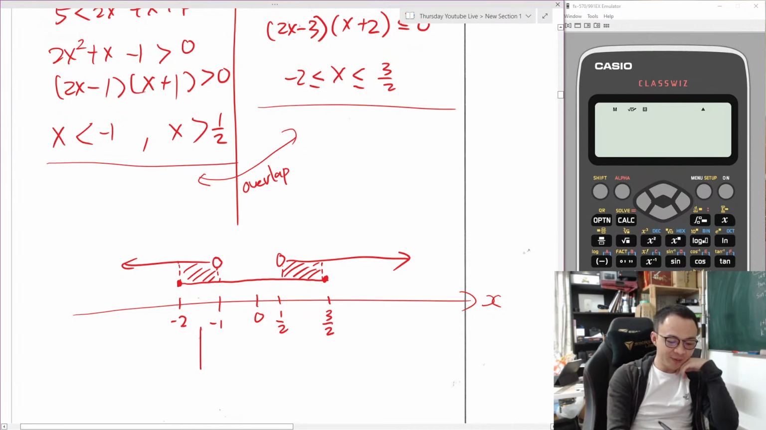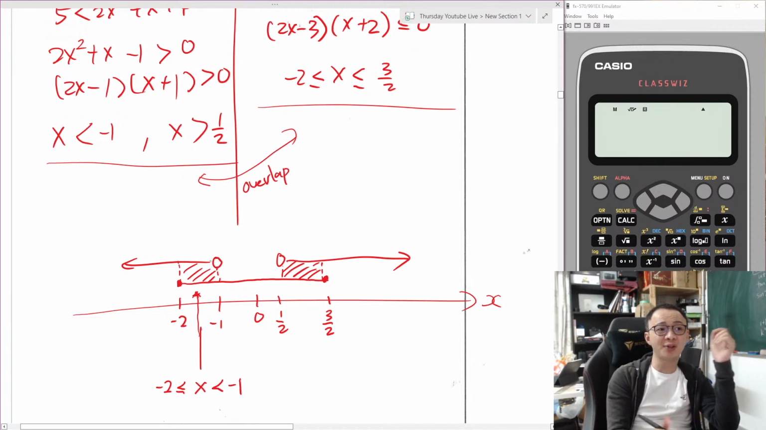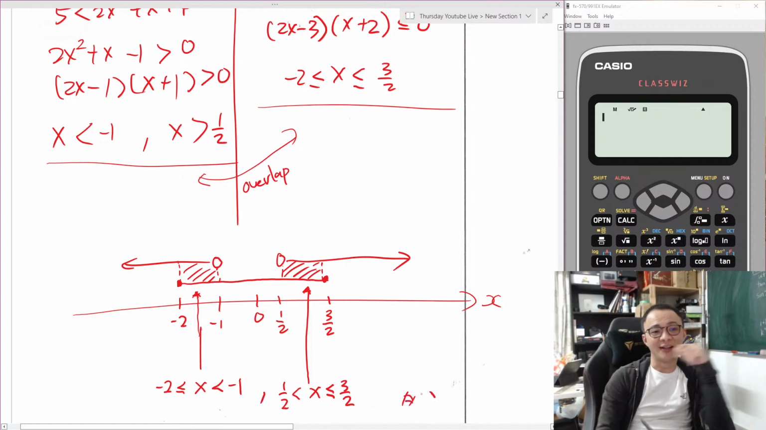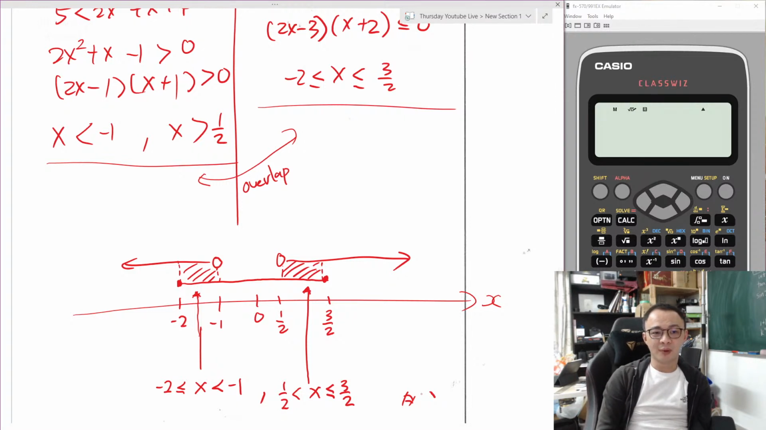So for this part over here, the inequality is quite obvious, right? x must be between negative 2 and less than negative 1. Because this is not a full dot, the inside is empty, so it must not have the equal sign. And then for this part over here, you can see my x is between 1 over 2 and 3 over 2. Okay, so this is my final answer. I just find the part that actually has the intersection. Why is it not x bigger than negative 1? Because this is how the quadratic inequality works, right?